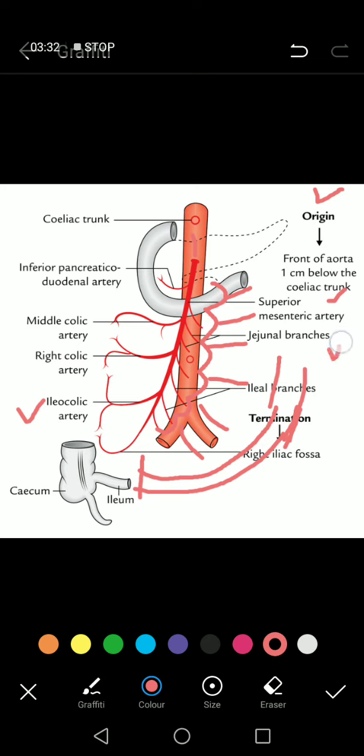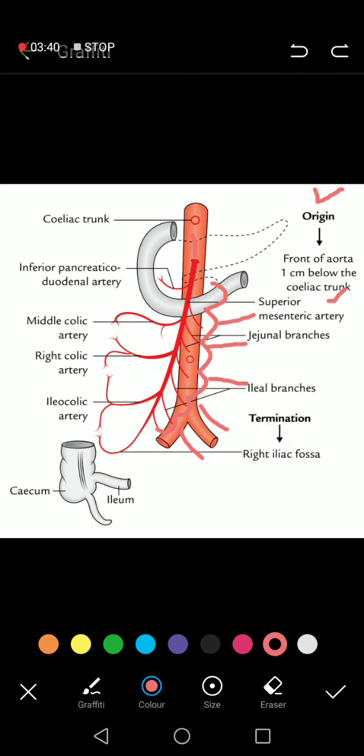From the names jejunal and ileal, it is clear that they are responsible for supplying the jejunum and the ileum. An important point mentioned about the jejunal and ileal branches is the difference between the two. The arterial arcades in the ileum are comparatively more. The ileum forms at least 2 to 5 arterial arcades.